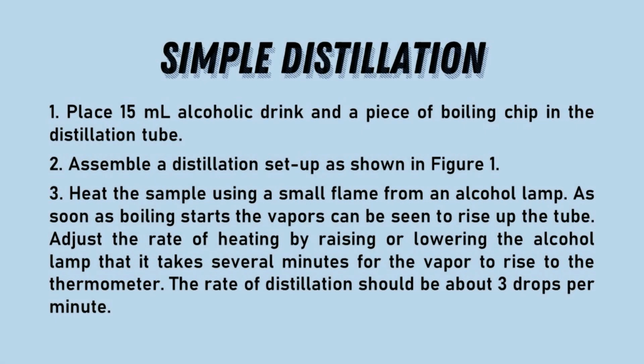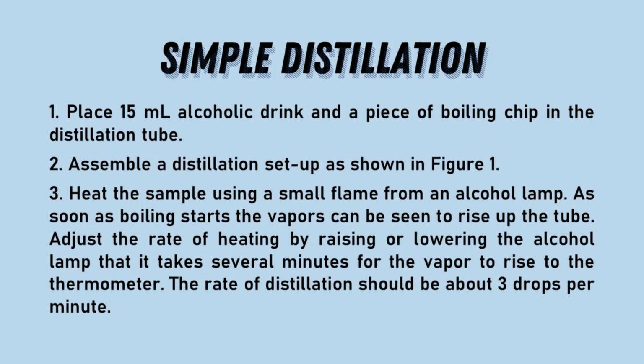For the simple distillation, first we place a 15 ml alcoholic drink and a piece of boiling chip in the distillation tube. Then we assemble a distillation setup as shown in the figure. Heat the sample using a small flame from an alcohol lamp, and as soon as boiling starts, the vapor can be seen to rise up the tube. Adjust the rate of heating by raising or lowering the alcohol lamp, so that it takes several minutes for the vapor to rise to the thermometer.